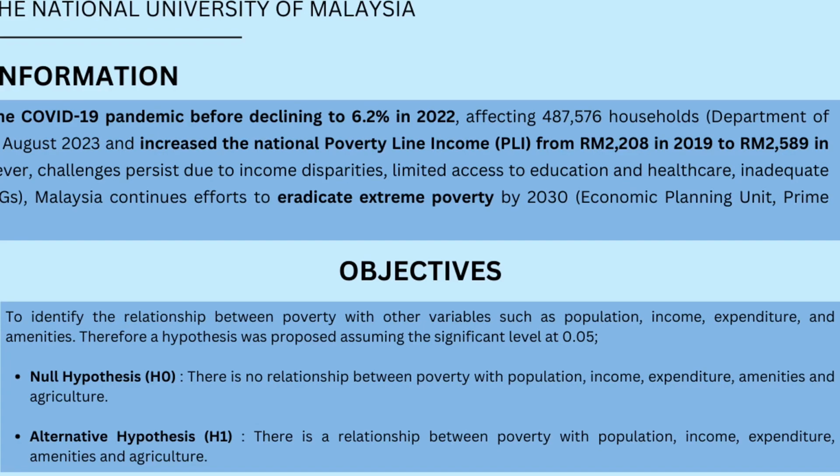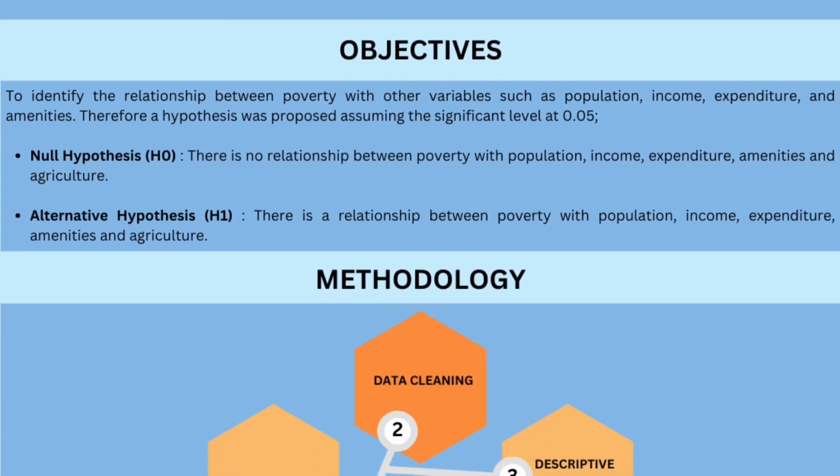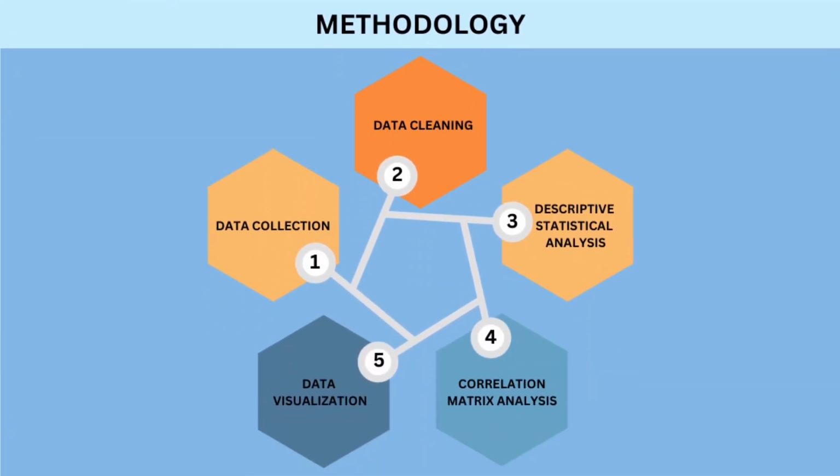Moving on to the next part of the presentation, which is the objective of this case study, which is to identify the relationship between poverty and other variables such as population, income, expenditure, and amenities. Therefore, a hypothesis was proposed assuming the significance level at 0.05 or 5%. The null hypothesis will be stated as there is no relationship between poverty and population, income, expenditures, amenities, and agriculture. Whereas the alternative hypothesis will be stated as there is a relationship between poverty and population, income, expenditure, amenities, and agriculture.